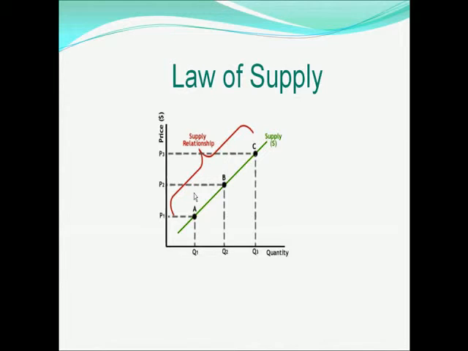This means that the higher the price, the higher the quantity supplied. Producers supply more at a higher price because selling a higher quantity at a higher price increases their revenue. See what this graph is saying.